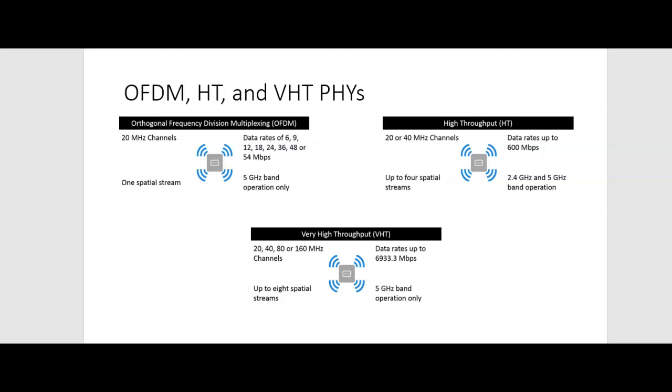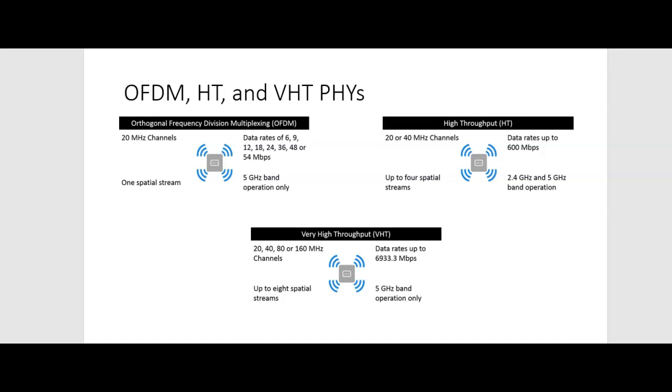Now the very high throughput, you got 20, 40, 80, 160 megahertz channels. It allows up to 8 spatial streams, data rates in almost the 7 gigabit range, but it only operates in the 5 gigahertz band.